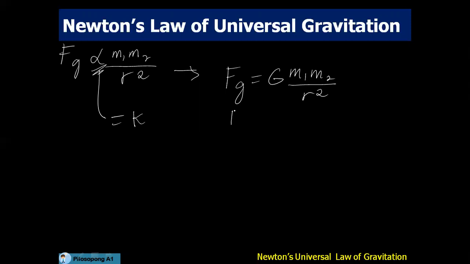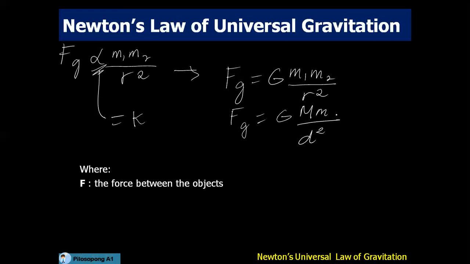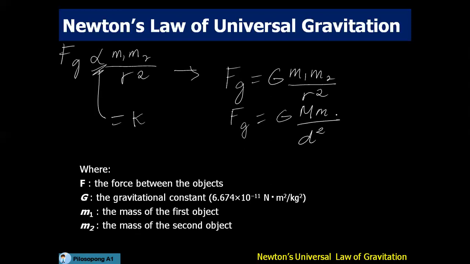In other books and even online, others might use just simple F and then capital G for the constant and then capital M for the mass of the first object and a small m for the second. And then instead of R, they use D, but we still square it. In summary, F is the force between the objects. G is the gravitational constant with the value of 6.674 times 10 raised to negative 11 Newton meter squared per kilogram squared. M sub 1 and M sub 2 are the masses of the first and second objects respectively, and R is the distance between the centers of the objects.